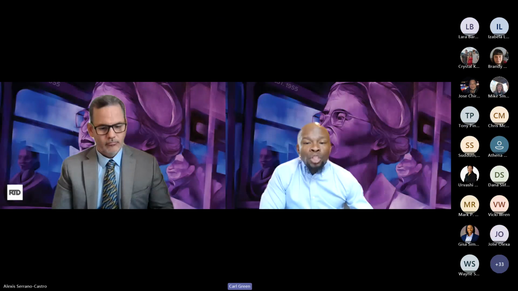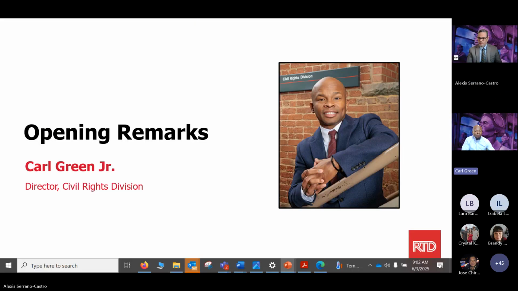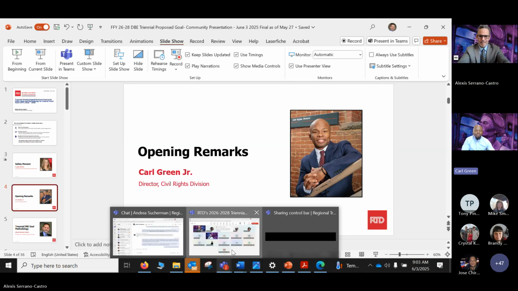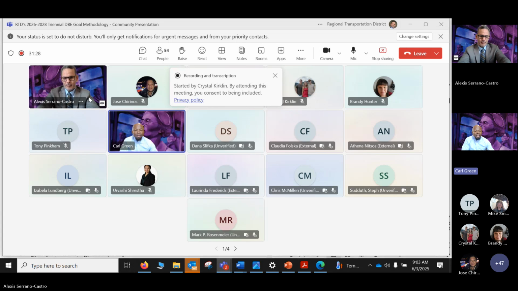All to collectively forge ahead in a fruitful partnership as we look onto this next chapter of contracting opportunities and being able to deliver brilliance and high quality work in all that we do. To that end, I'm excited to pass on to my trusted partner and teammate, Alexis Serrano Castro, Small Business Opportunity Office Manager, to showcase RTD's proposed Triennial Disadvantaged Business Enterprise Goal and methodology for federal fiscal years 2026 through 2028. The floor is yours, Alexis.